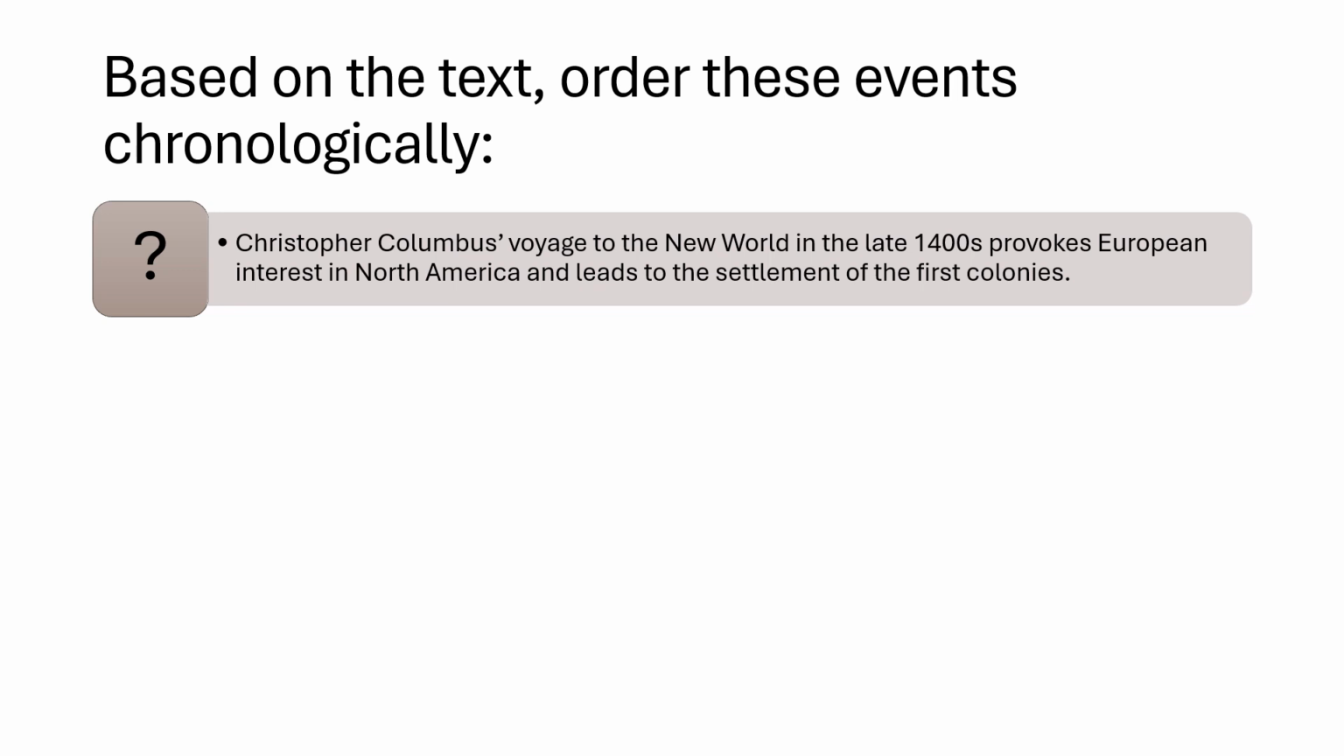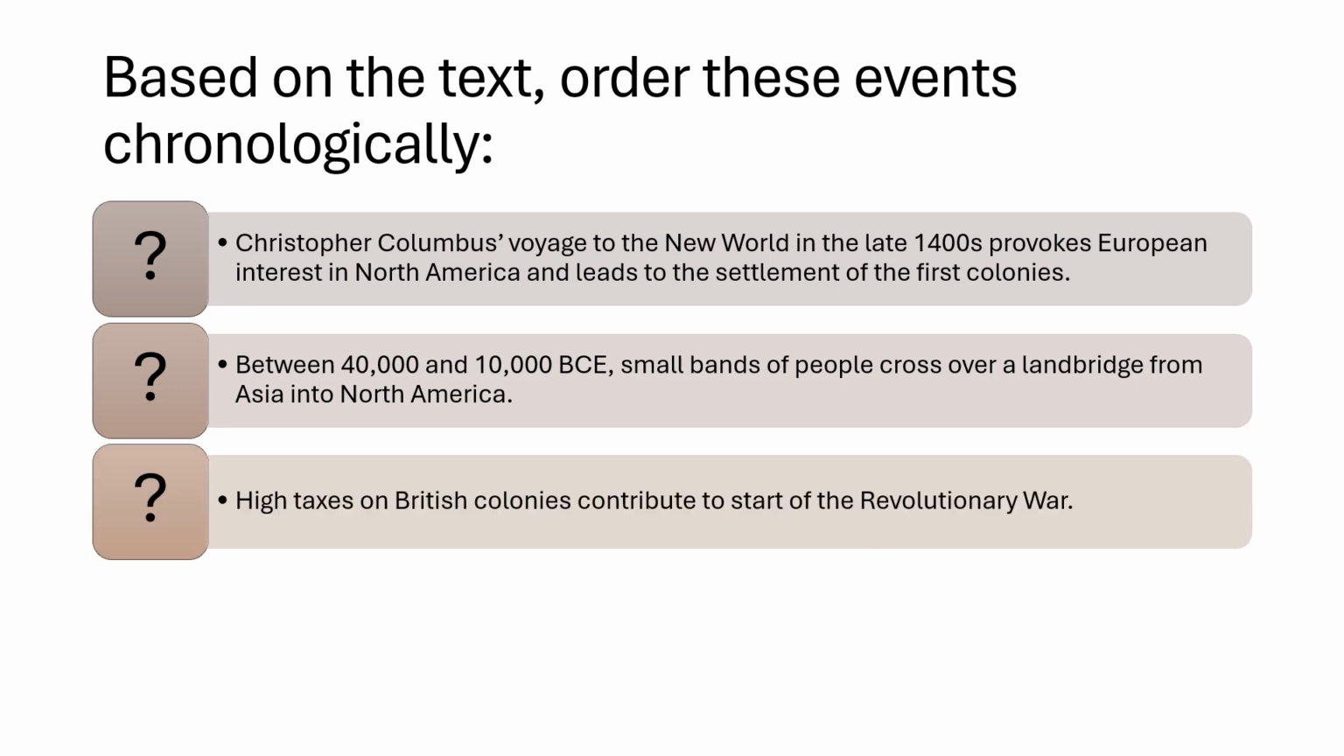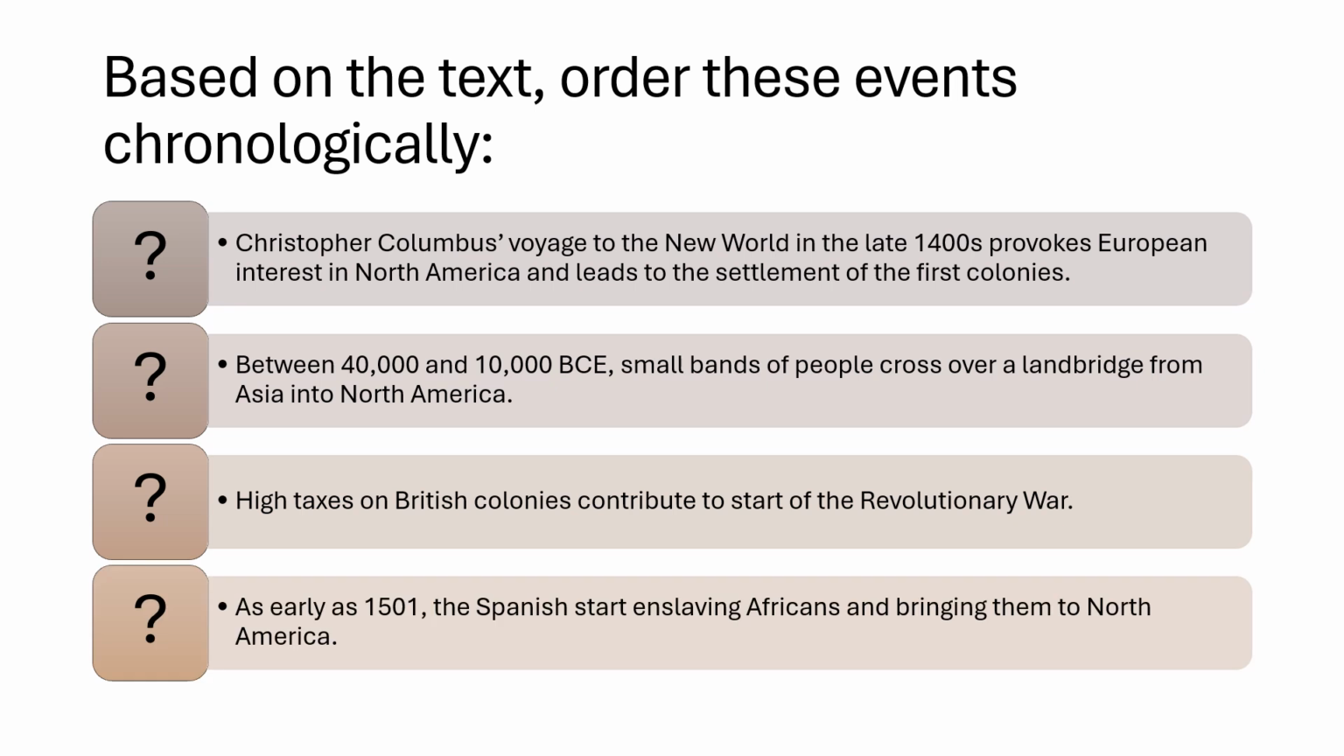Based on the text, order these events chronologically. Christopher Columbus's voyage to the New World in the late 1400s provokes European interest in North America and leads to the settlement of the first colonies. Between 40,000 and 10,000 BCE, small bands of people cross over a land bridge from Asia into North America. High taxes on British colonies contribute to the start of the Revolutionary War. As early as 1501, the Spanish start enslaving Africans and bringing them to North America.